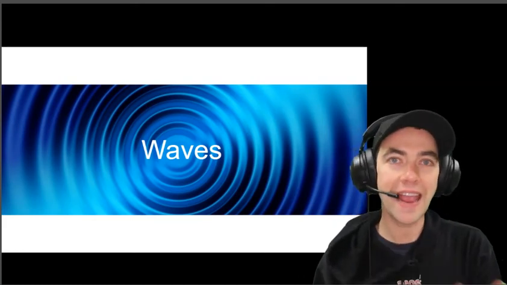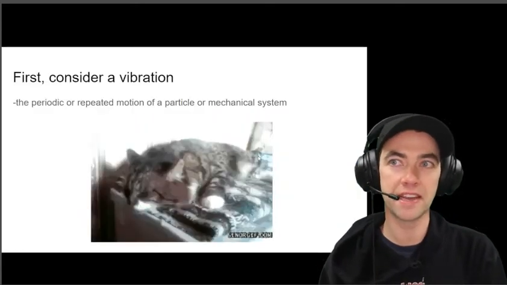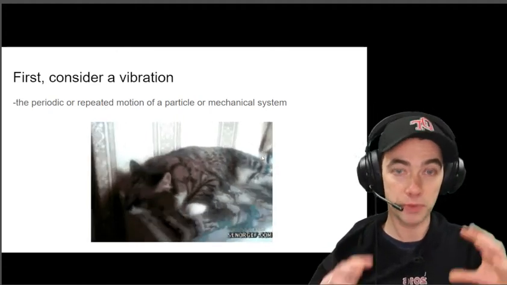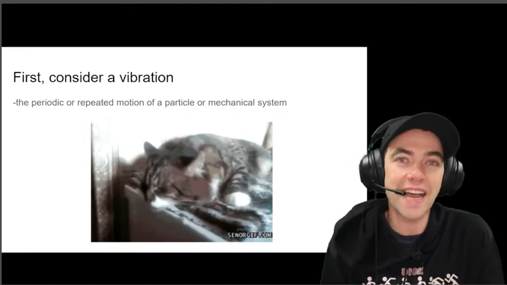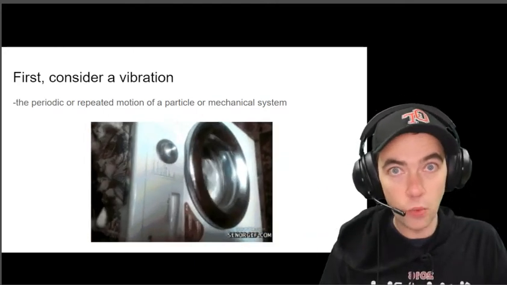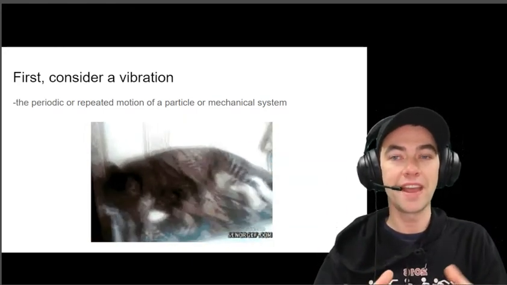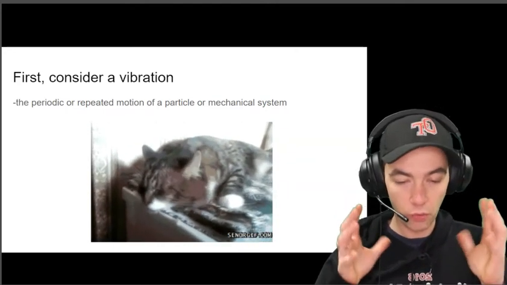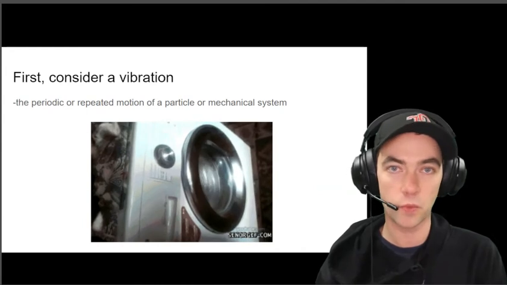So think about any object that's moving up and down over and over again. This animation here is an example of a washing machine that's moving over and over. What's happening there? We're putting energy into the washing machine so it starts to vibrate. And it's going to vibrate, and the key word here is periodically. So it's doing it over and over again in a consistent way.